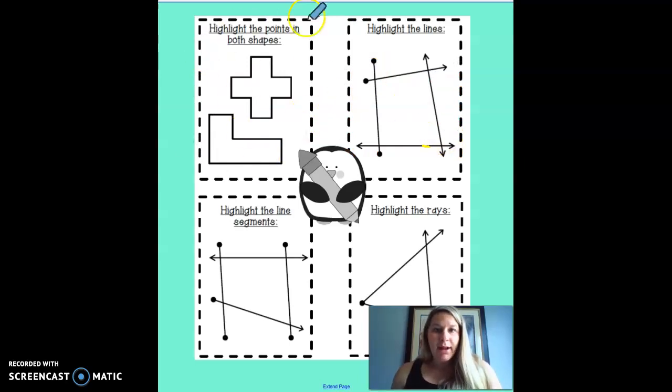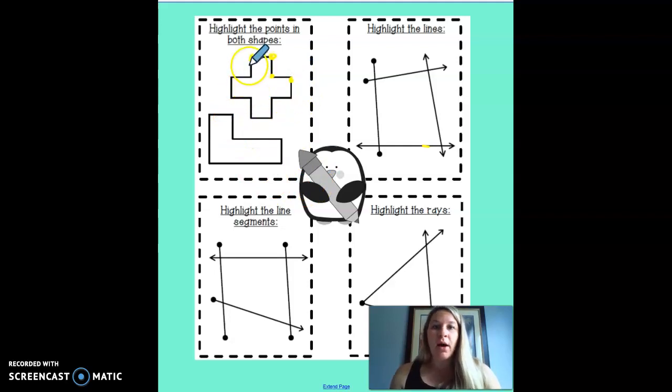So this slide right here is kind of just asking us to highlight each one of the ones we just learned about. So I'm just going to do a few of them and I want you to try to find the rest. It says to highlight the points in both shapes. Remember I said a point is like an endpoint where two lines maybe meet or the line ends. There's an endpoint, okay? So I would say this is a point because the two lines meet. This is a point. This is a point. This is a point, and so on.